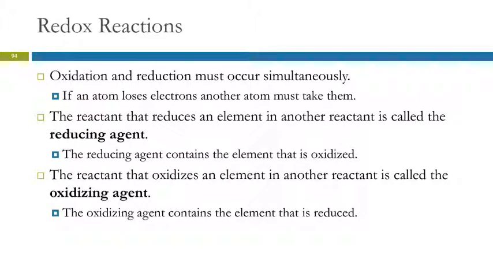So we were talking about redox reactions. We talked about how oxidation and reduction must occur simultaneously because it's a transfer of electrons. It's like when you sell something, you can't sell something if there isn't a buyer, right? The money goes from one person to another. So if an atom loses an electron, another atom has to take the electron.